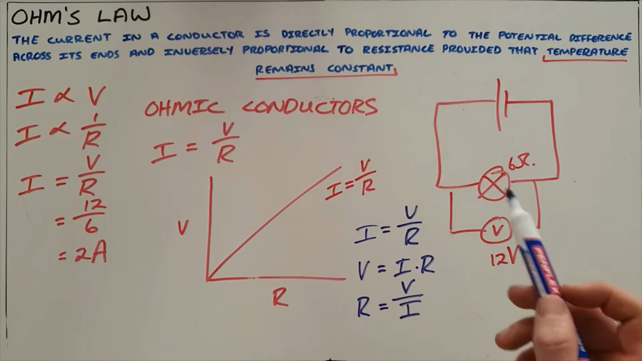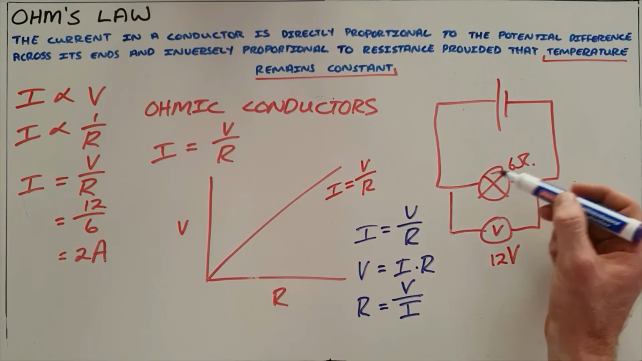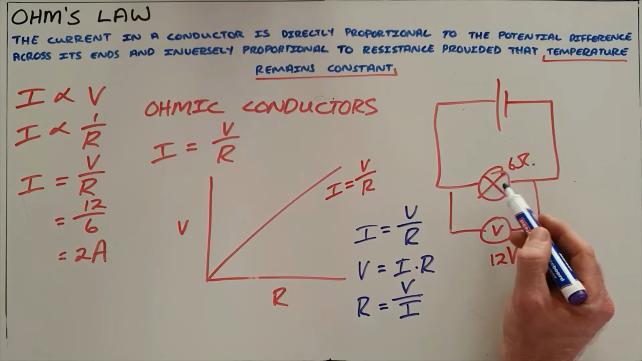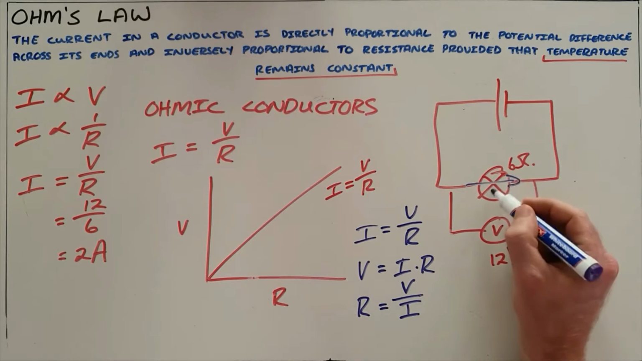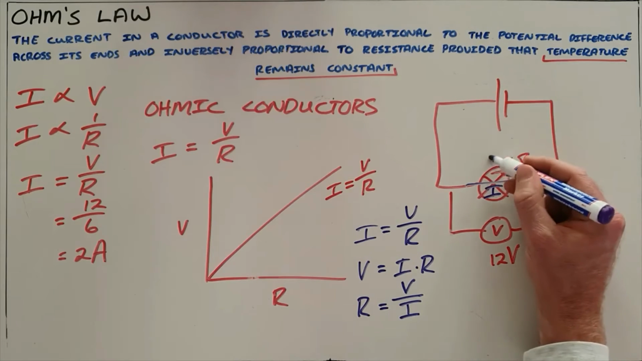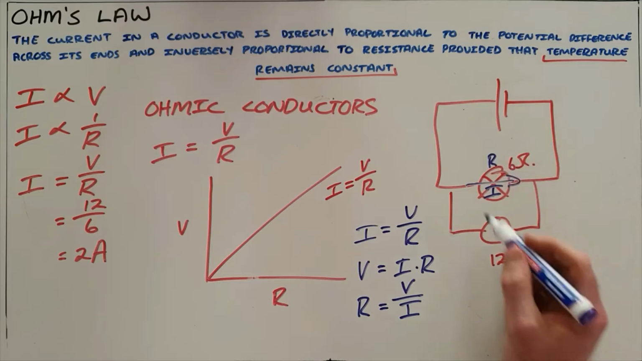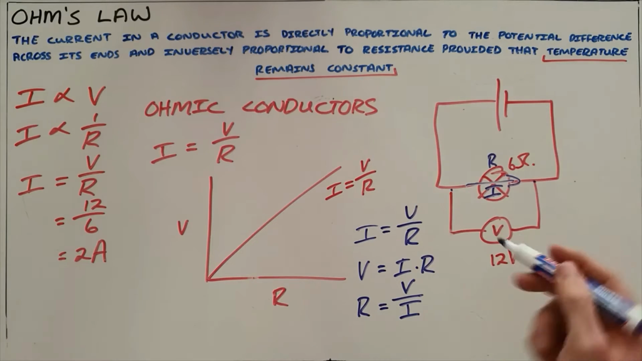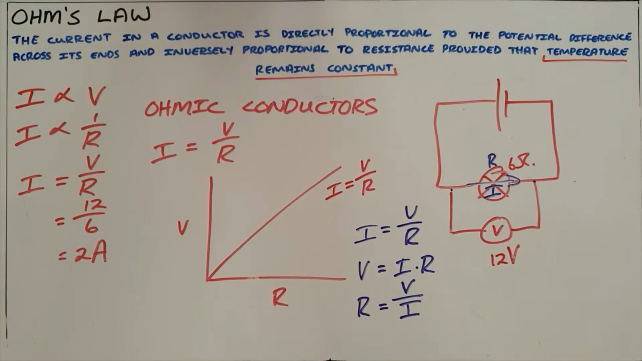Very important to remember that Ohm's law applies for a specific conductor. So when we are speaking about this conductor, we are talking about the current that is passing through that conductor only, the resistance of that conductor, and the voltage measured over that conductor. It is not the entire circuit's voltage.